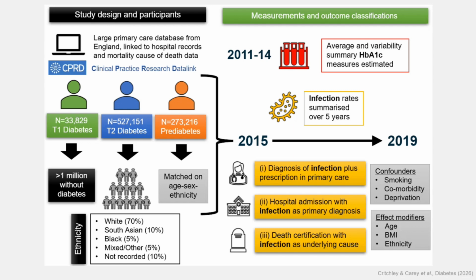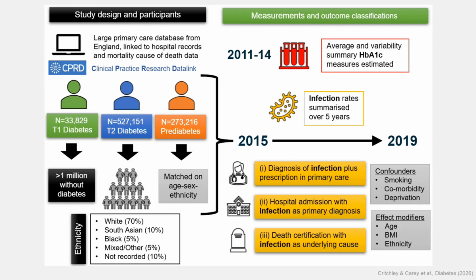So these are adults aged between 18 and 90, alive on the 1st of January 2015, and who'd been actively registered for 1 year. These were matched to people on age, sex, and ethnicity. And it's important to say that there was good ethnicity recording within CPRD Aurum.